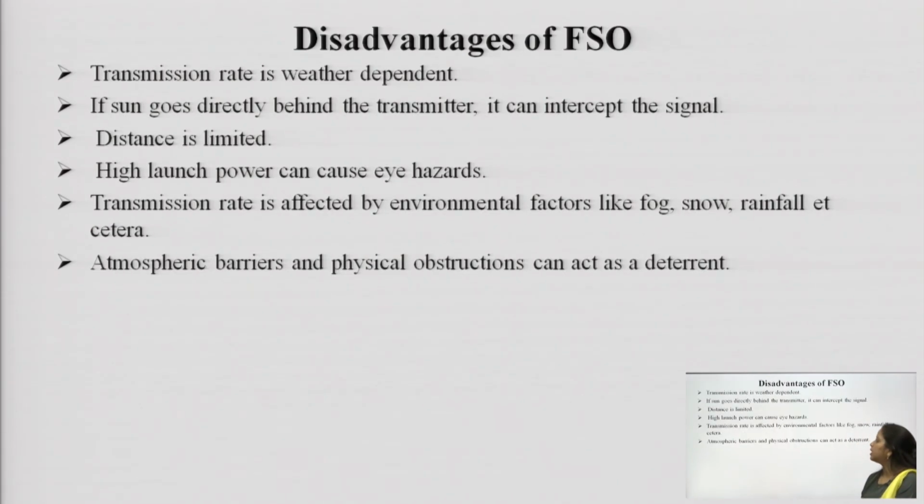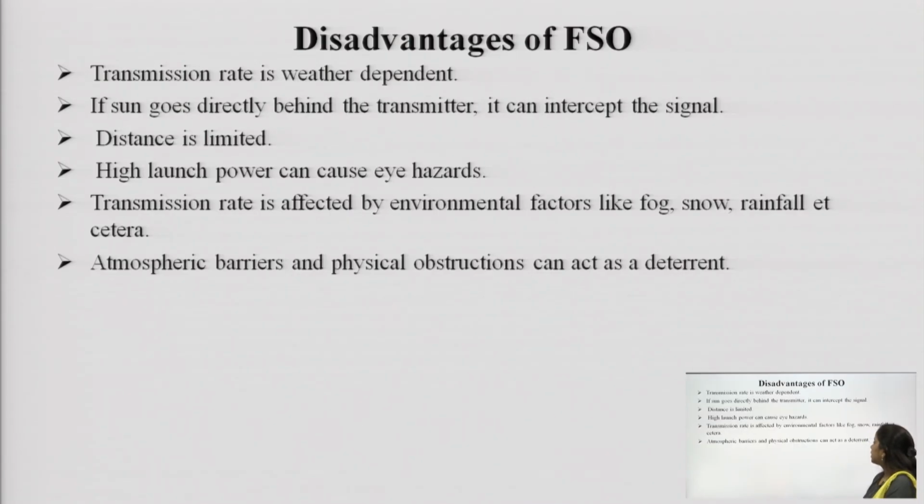Now the disadvantages of FSO. Transmission rate is weather dependent. Already we have seen in the challenges faced by FSO that it is highly dependent on weather conditions. If the sun goes directly behind the transmitter, it can interrupt the signal. Distance is limited, of course, to 4 km maximum. High launch power can cause eye hazards. Transmission rate is affected by environmental factors like fog, snow, rainfall, etc.